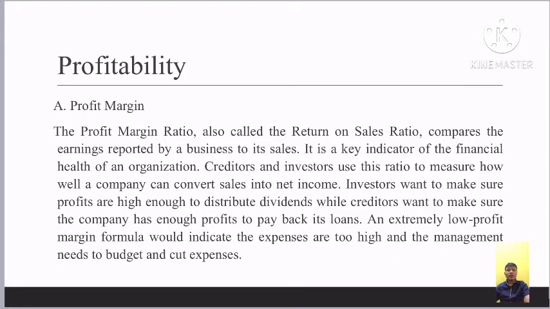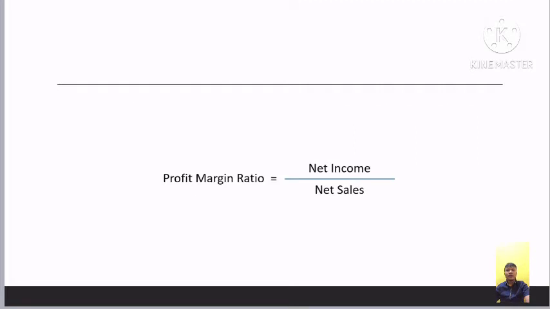An extremely low profit margin would indicate that expenses are too high, and the management needs to budget and cut expenses. The formula to calculate profit margin ratio is net income divided by net sales.